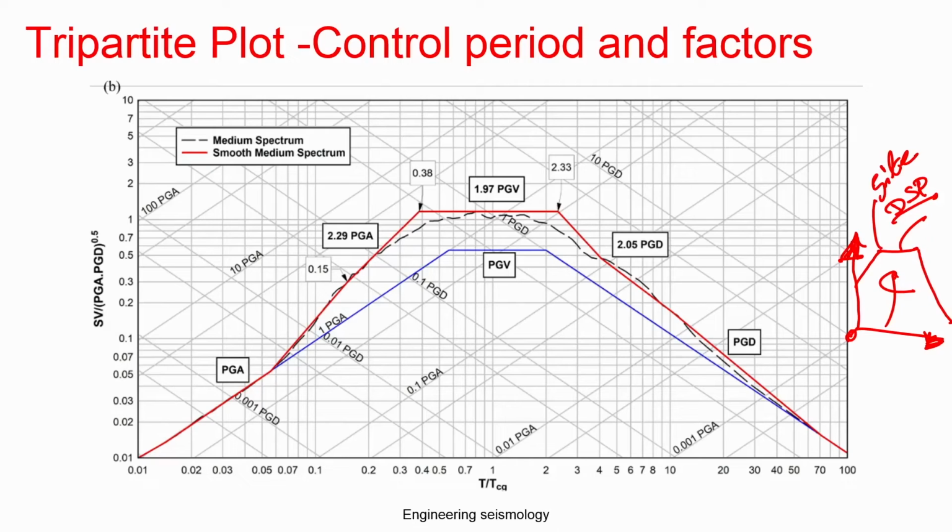So, you can see the control periods, and then the factors above these values. These are all values we will be estimating using systematic analysis of recorded earthquake data in the same region. Why do I insist on the same region?